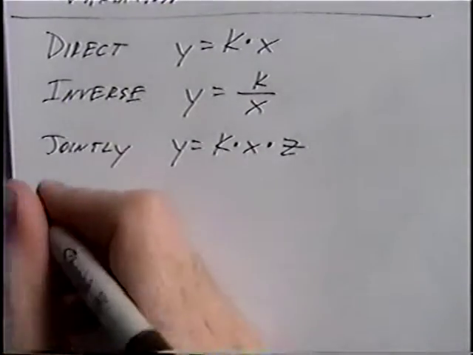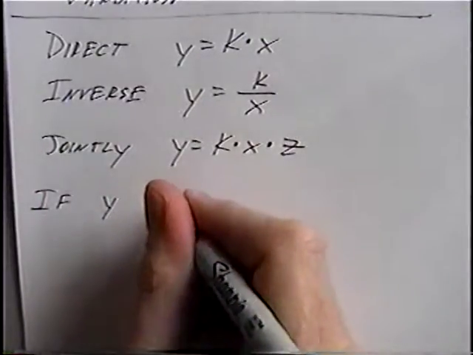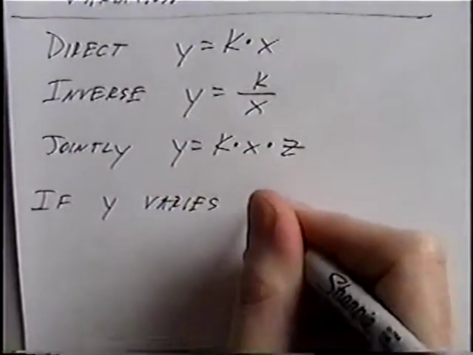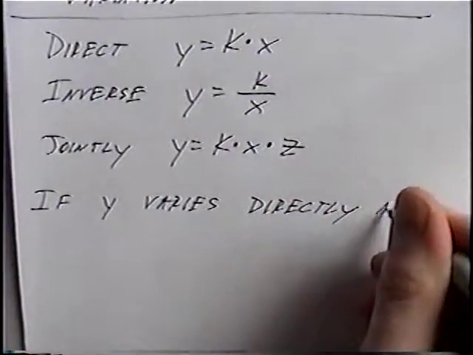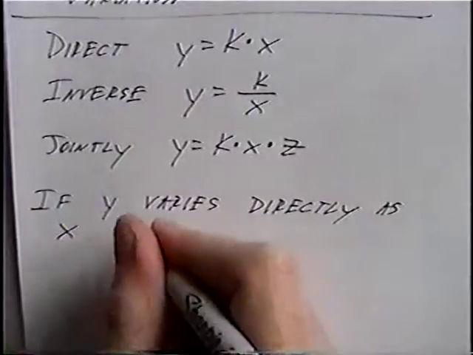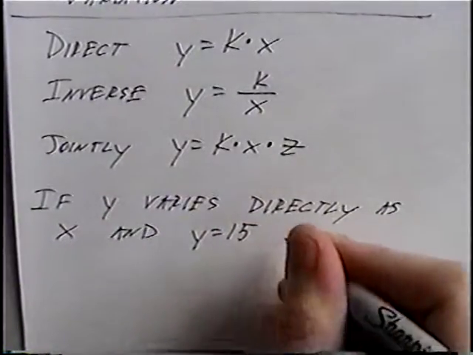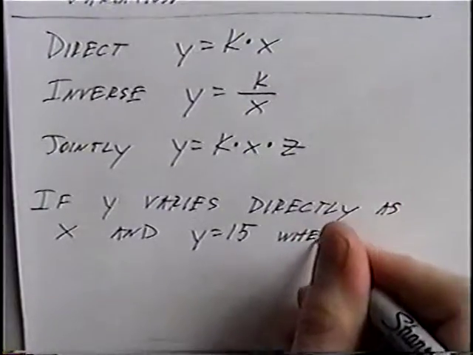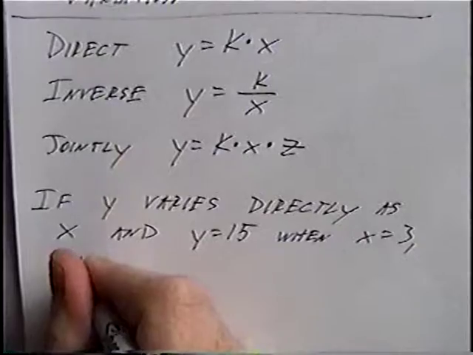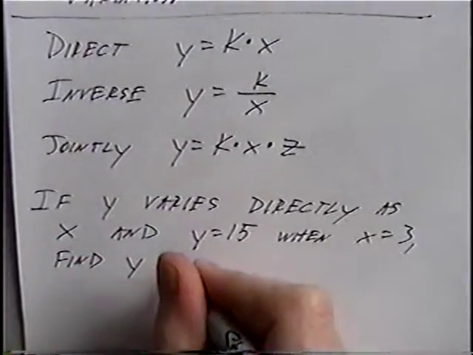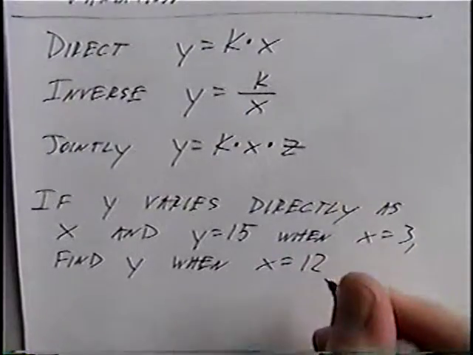The first problem we'll solve is: if y varies directly as x, and y equals 15 when x equals 3, find y when x equals 12.